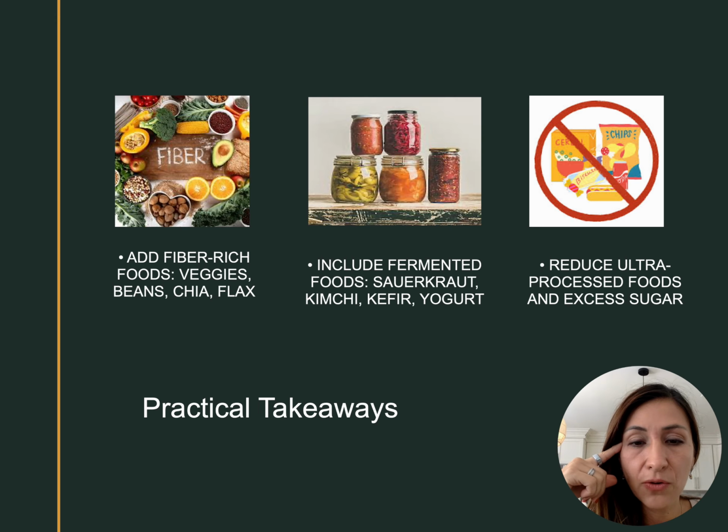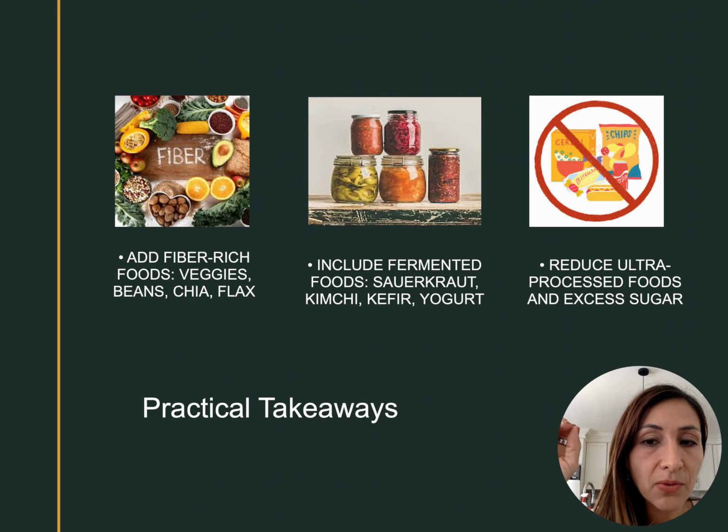So if dysbiosis has already happened, what can you do about it? The good news is gut health is something that we can always improve on a daily basis. So it should be something you prioritize every day when you plan your meals. You can add fiber-rich foods, that includes veggies, beans, chia, flax. You can include fermented foods such as sauerkraut, kimchi, kefir, yogurt, kombucha. All those are great fermented foods.